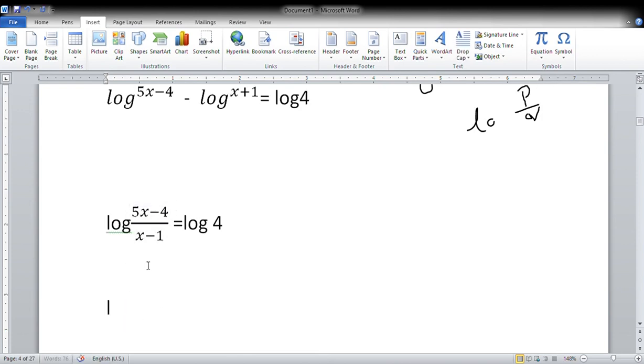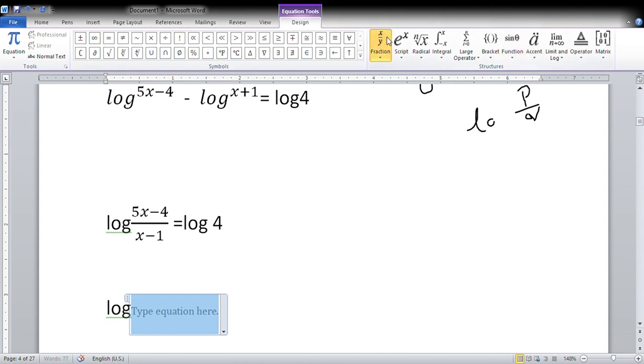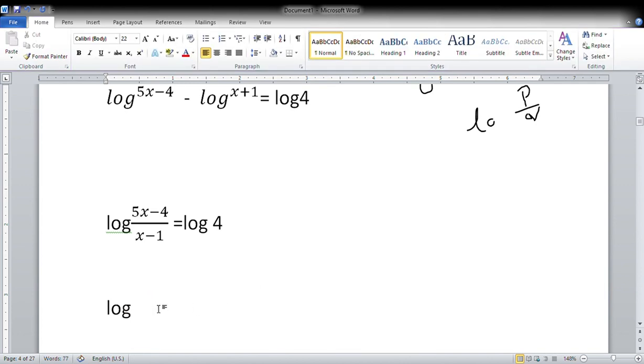So 5x minus 4 minus x minus 1, what is happening? 5x minus x is 4x, and minus 4 minus 1 gives minus 3, that means 4x minus 3 is equal to log 4, right? Log 4.